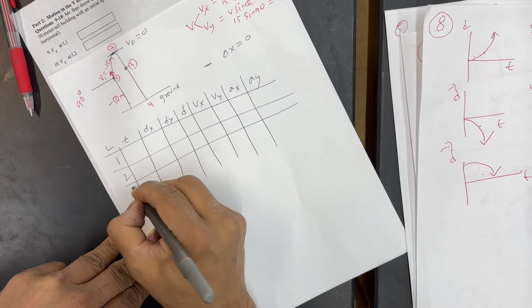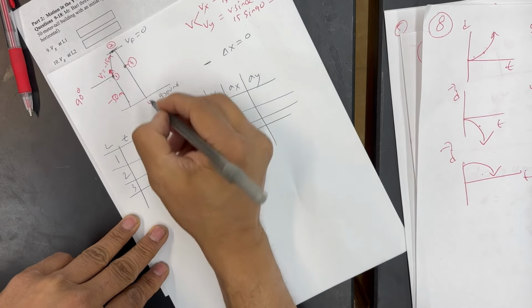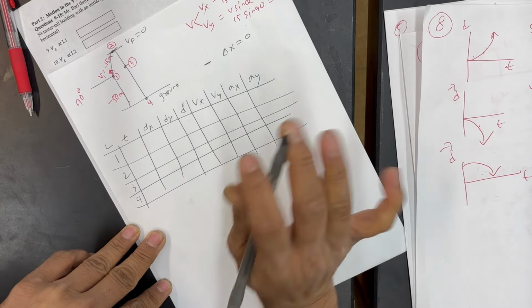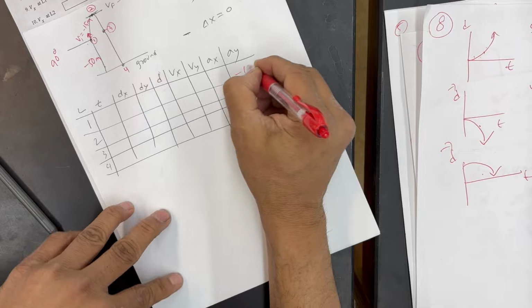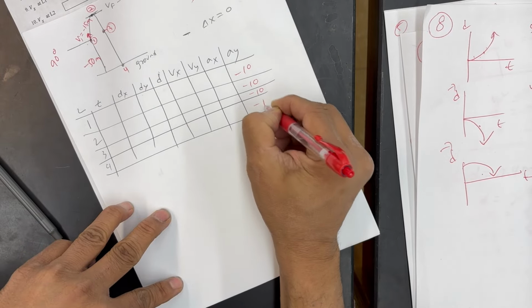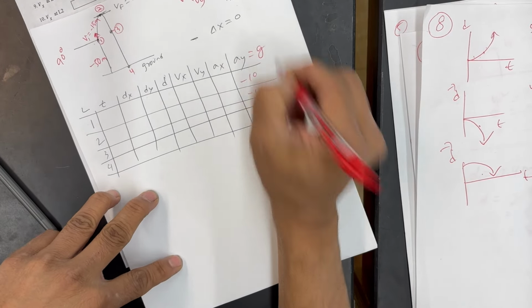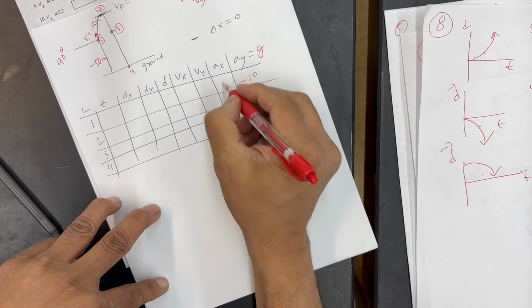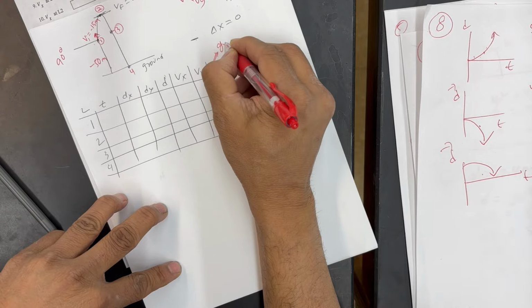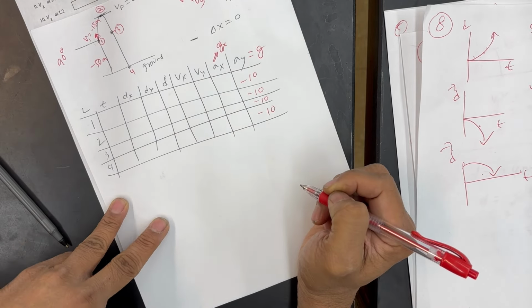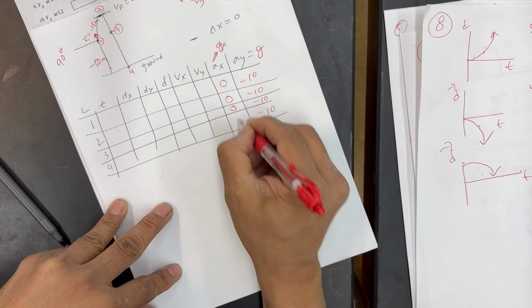Location 3 is this. Location 4 is this. Okay, great. A few things we know. We know ay is negative 10, negative 10, negative 10, negative 10. There is another name for ay, g. We know ax, acceleration due to gravity in the x direction, is 0, 0, 0, 0.